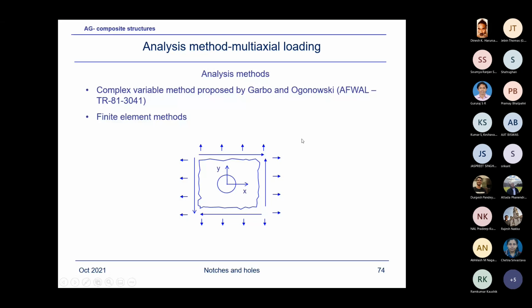What you need from any analysis is the stress prediction near the hole boundary at the correct dimension, and then you use the point stress criteria. If I can predict the stress at any point over here, by whichever means, then using the point stress criteria of Whitney-Nuismer, I can predict the strength for multi-axial loading.